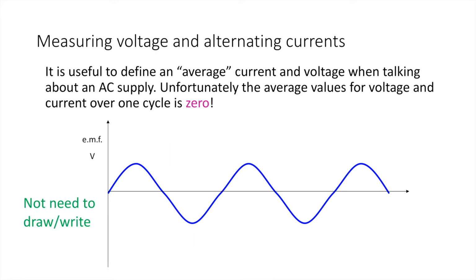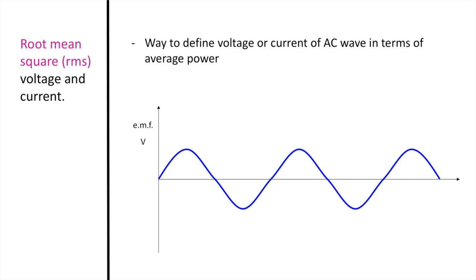When measuring alternating currents and voltages, it is useful to define an average current and voltage. Unfortunately, the average values for voltage and current over one cycle is 0. If you look below at this graph, for one cycle, there are positive half cycles and there are negative half cycles. If we were to take an average of this, the average value would then be 0. To help us get around this, we use the idea of something called the root mean square of the voltage and current. The root mean square of voltage and current is an easy way to define voltage or current of AC waves in terms of average power.